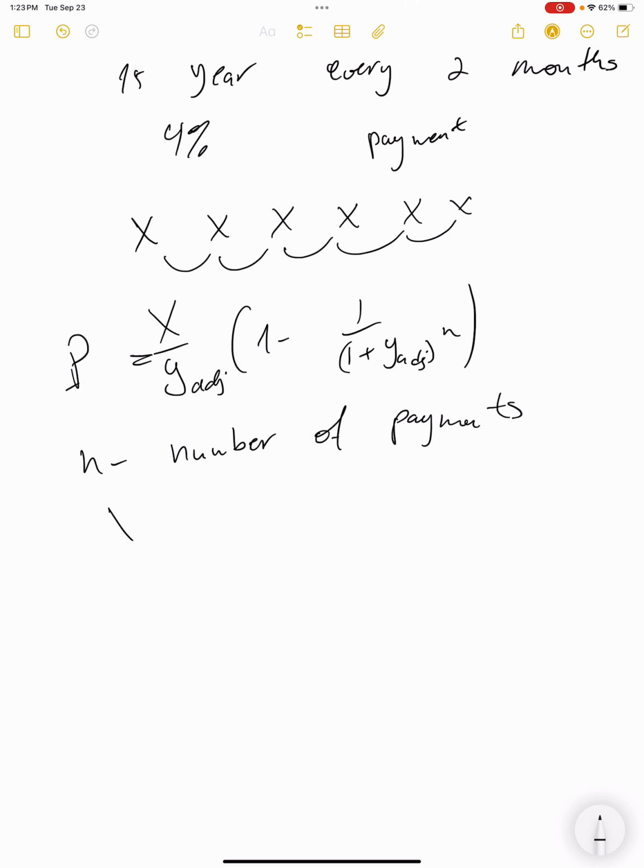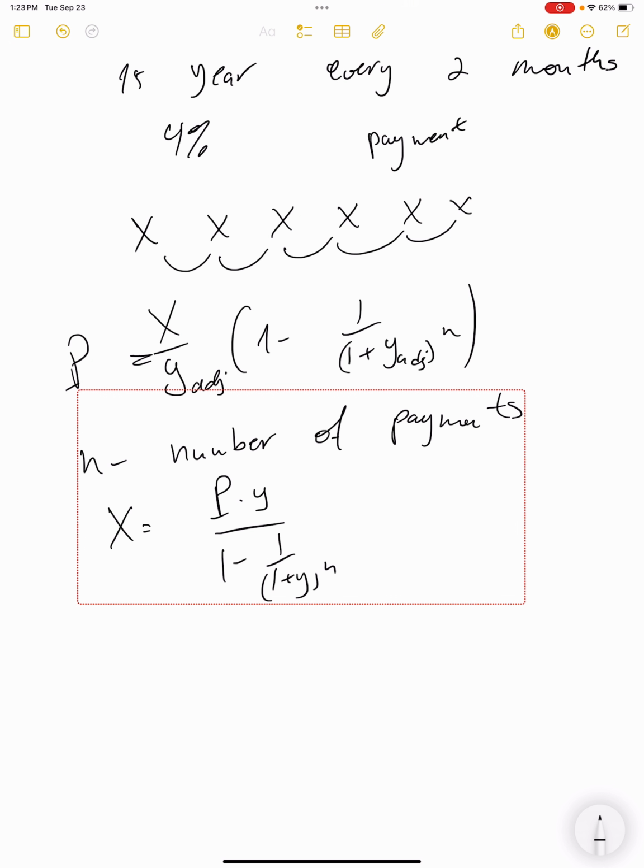Then you can find X to be P times Y divided by 1 minus 1 plus Y to the power of n. You just solve it, right? It is high school algebra, hopefully you know it. Okay, so now you need to actually substitute the numbers. This is not hard. What you want to do is find the Y adjusted here.